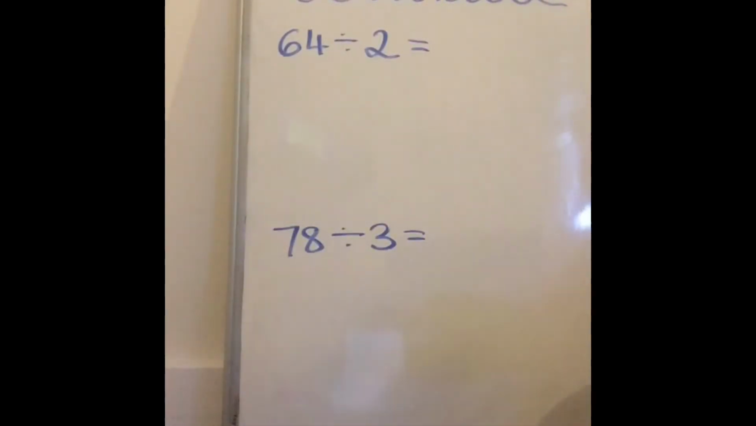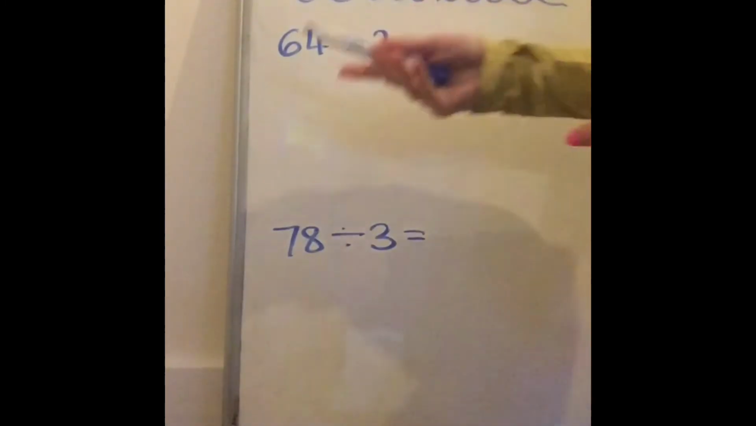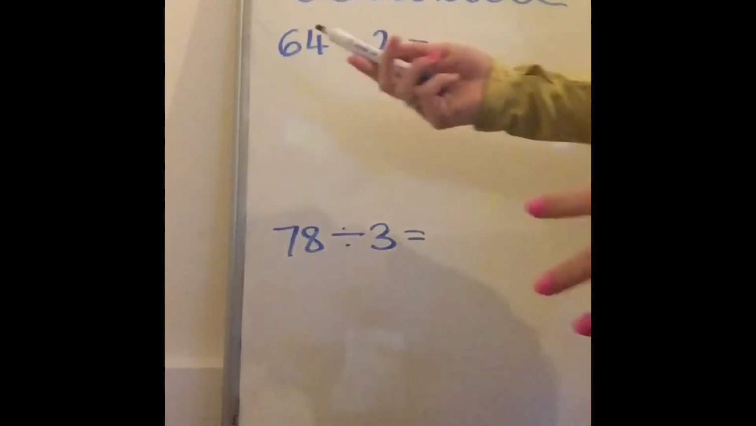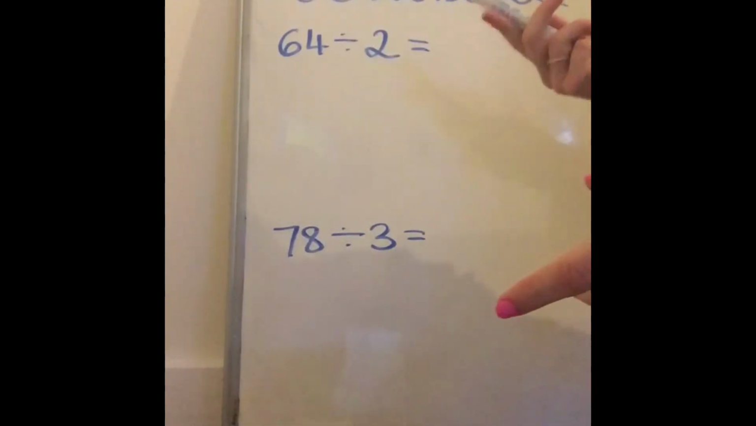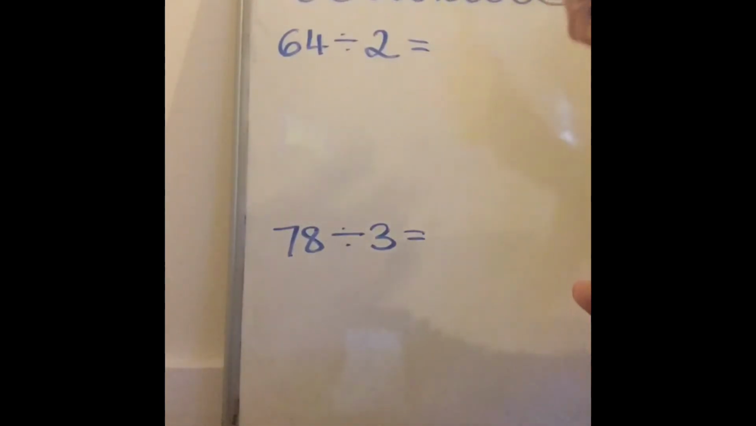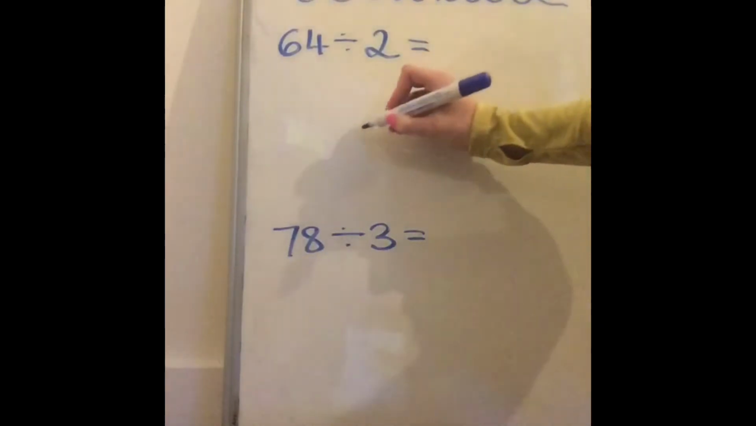The bus stop method is what we use when we are dividing large numbers, such as 2-digit numbers that aren't already in our times tables. We can easily do 12 divided by 2, which is a 2-digit number, because we know that's in our 2 times tables. But bigger numbers such as 64, they get a bit trickier, and that's when the bus stop method is needed. So we start by drawing our bus stop.